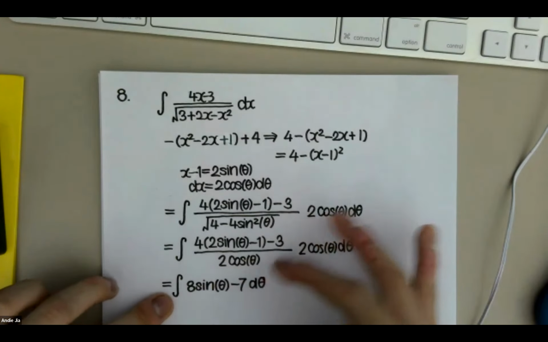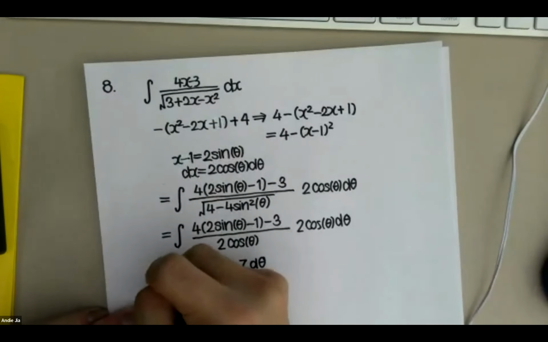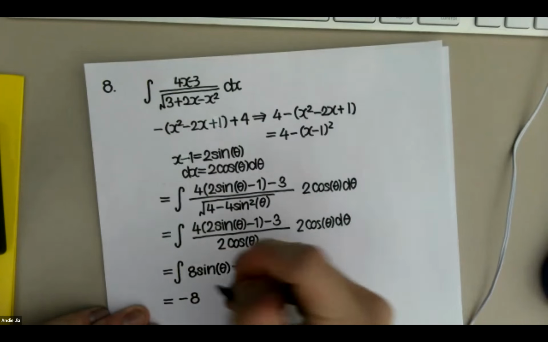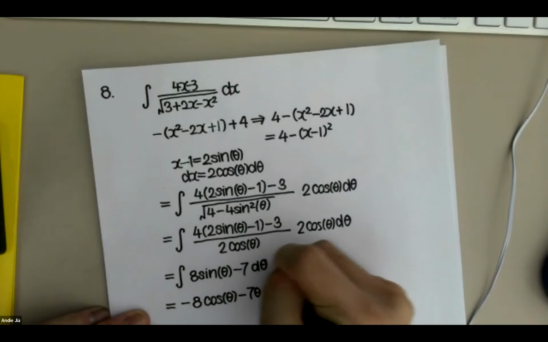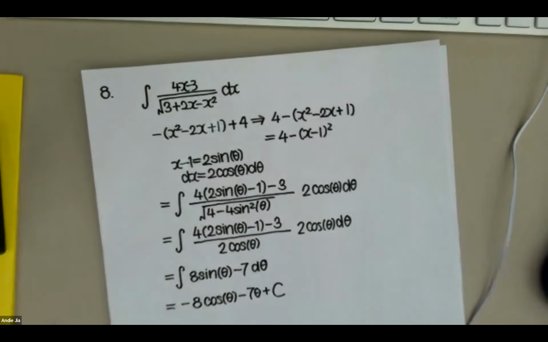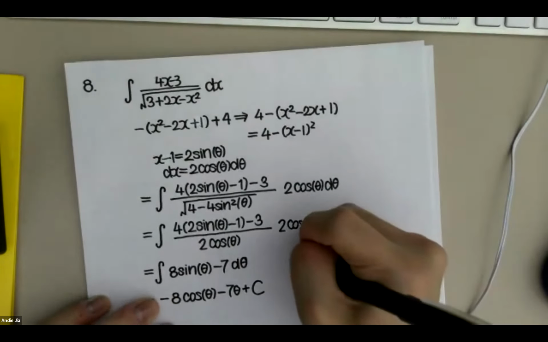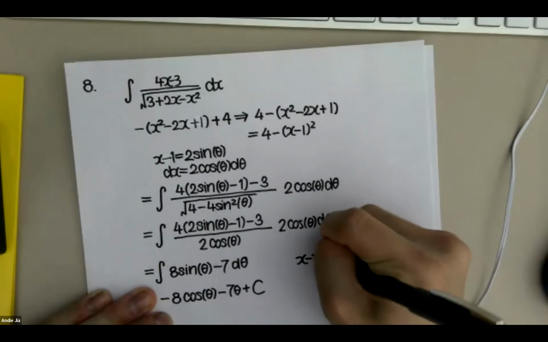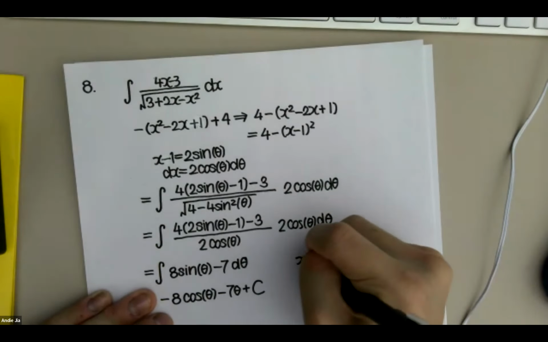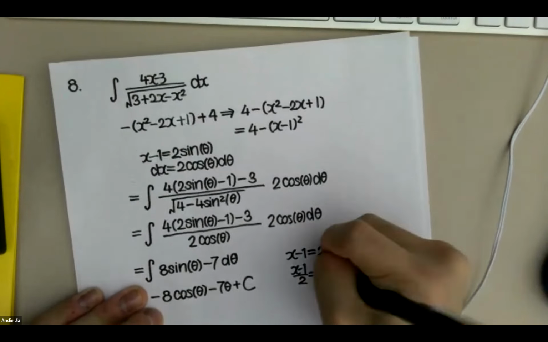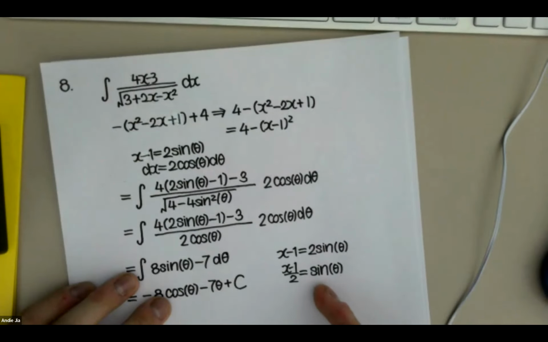Then we just do the antiderivative. The antiderivative of sine is negative cosine, so it'll be negative 8 cosine theta minus 7 theta plus the constant of integration. Now let's write what is the cosine of theta. Because x minus 1 over 2 is sine of theta. So are we all good?